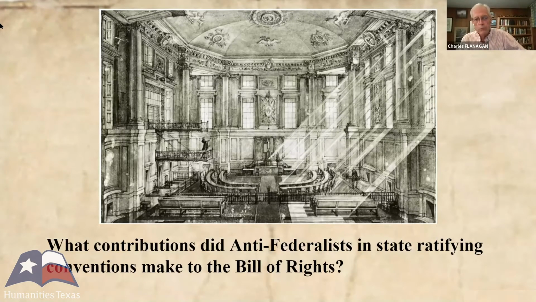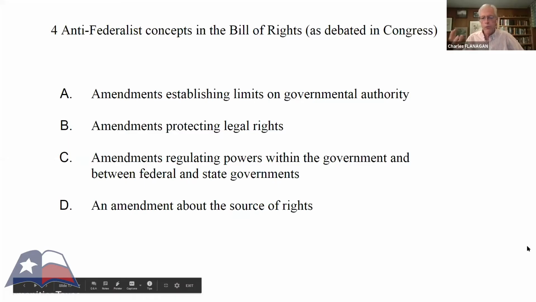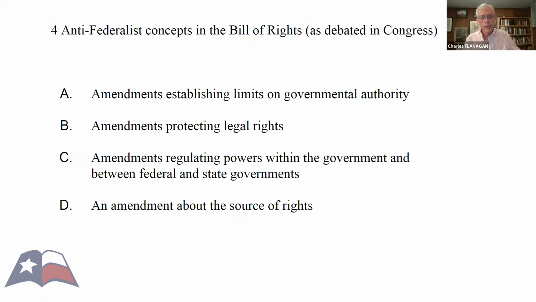So that chronology begs the question of, okay, what contributions did anti-federalists in state ratifying conventions make to what became the Bill of Rights? And you're going to see that they had an absolutely essential role in shaping the Bill of Rights. There are 4 big concepts in the Bill of Rights as debated in Congress that come from the anti-federalists. Not all the anti-federalist ideas, recommendations, demands made it, but these 4 did. And you'll see when we look at the Senate markup how prominent they are.